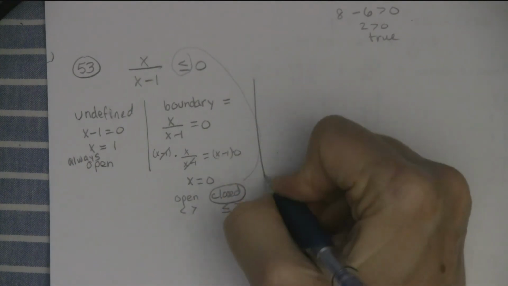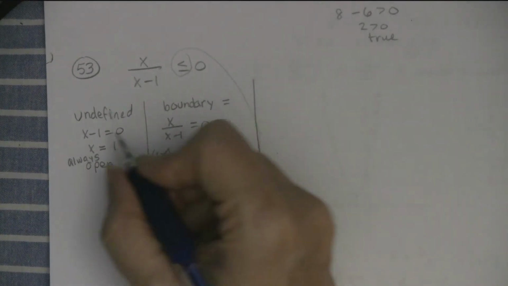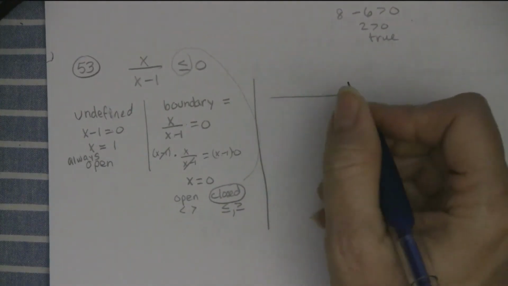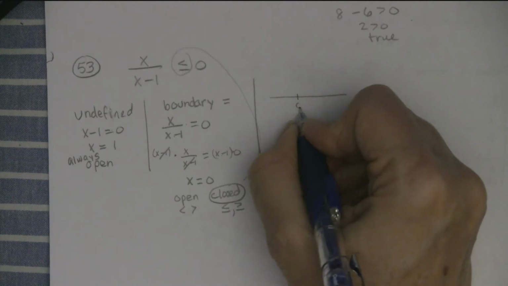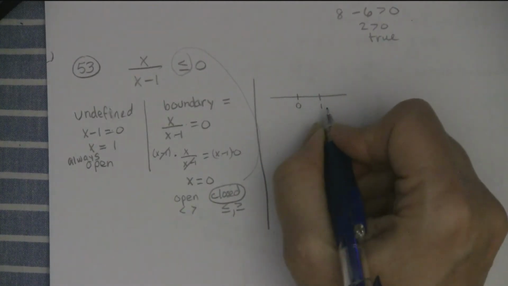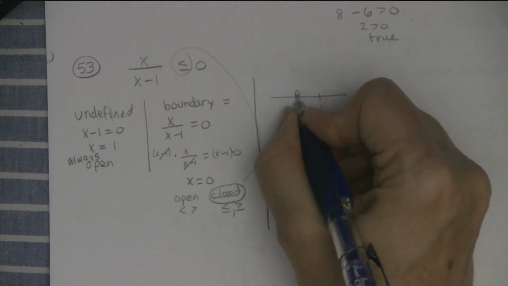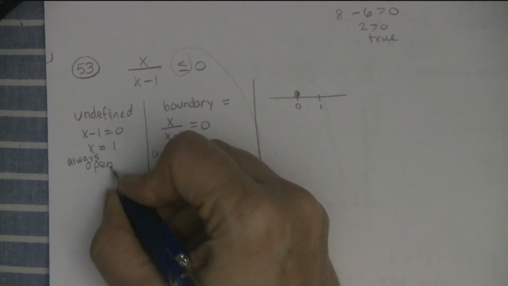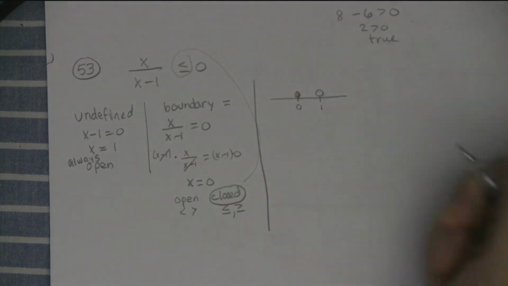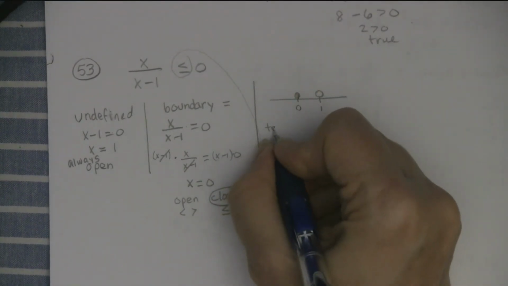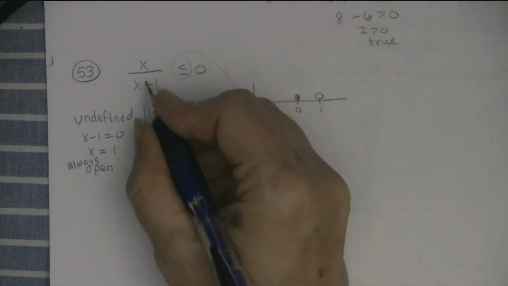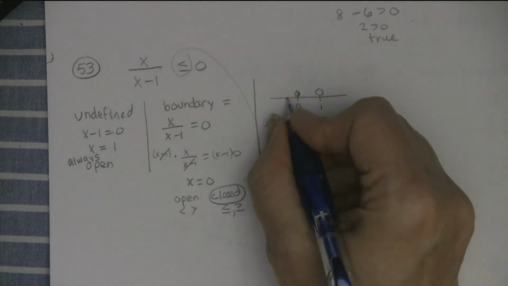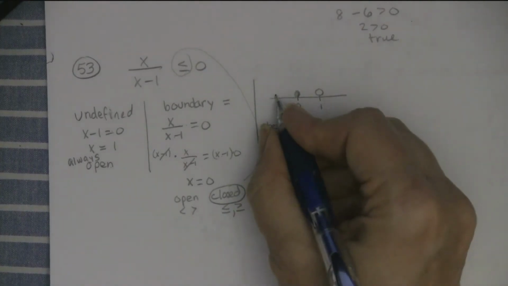So then the next step is to go to your number line, right? You find where it's undefined, you find your boundary point, and you put these things on your number line. So I'm going to put 0 on my number line and 1 on my number line, and 0 should be closed, so I'll make it solid, and 1 should be open. And then what you do is you test a point in every region in the original equation. So I'm going to test x equals negative 1, because that's in this region over here.